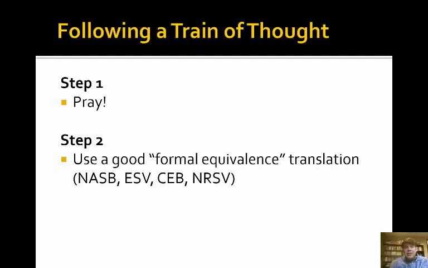Use a good formal equivalence translation for observation. I have no problem with dynamic translations. I don't even have a problem with free translations or paraphrases. But for this kind of assignment, you're wanting to see detail. And to see detail, you're going to need a translation that sticks fairly closely to the word order and sentence structure of the original. Now, by the way, an interlinear might be even better than using one of these translations that I have listed down here. The NIV is fine. The NIV 2011 is perfectly fine for this assignment as well.